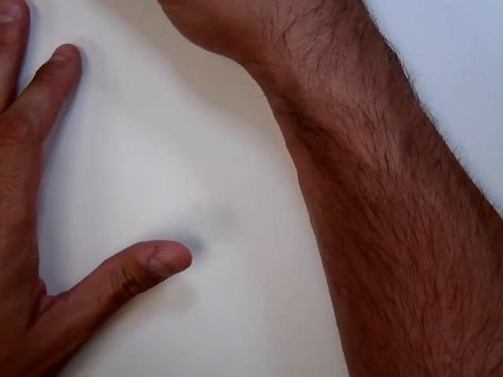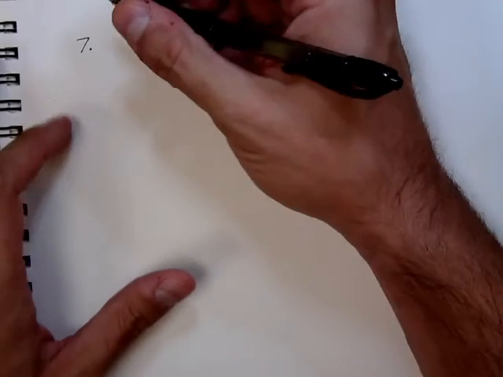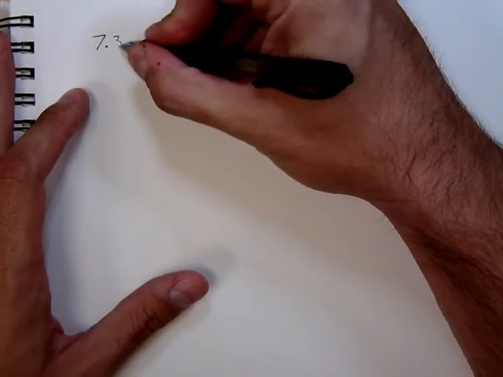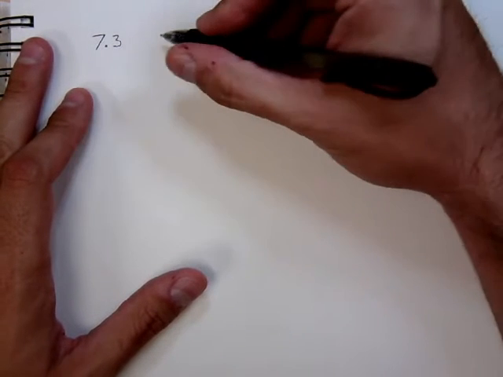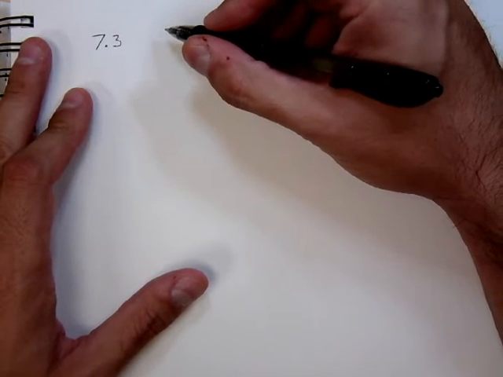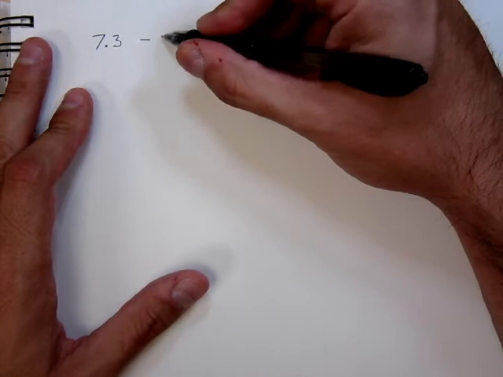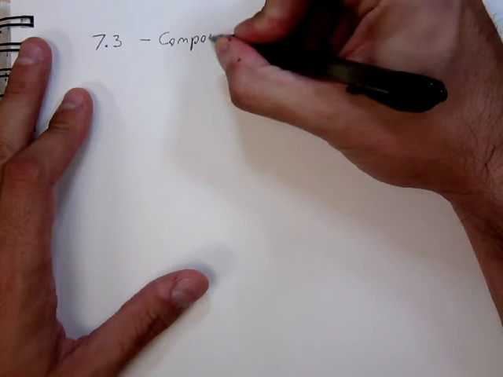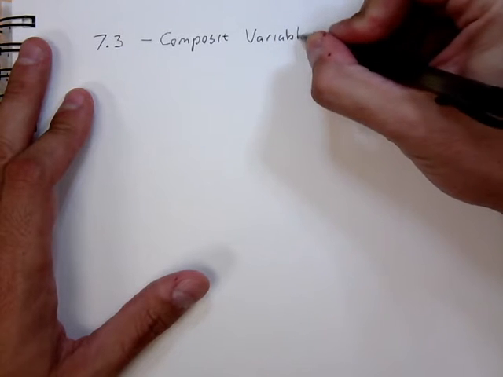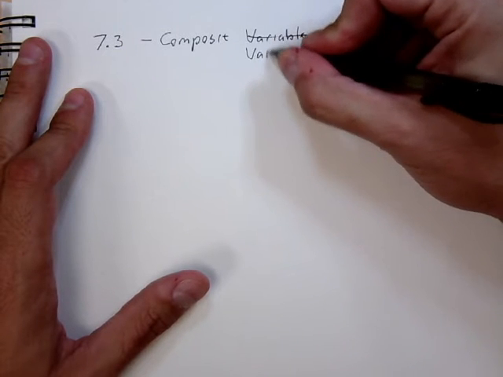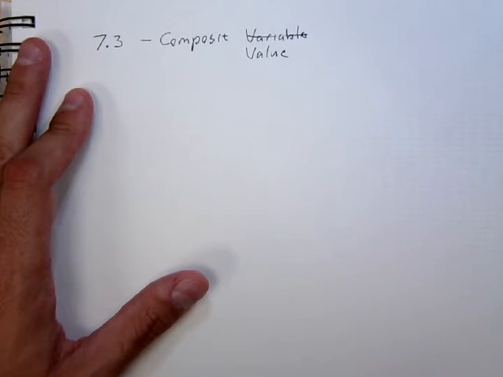I'm continuing with section 7.3, and at this point in time we're discussing a different type of composite variable or value. It's probably better to say value than variable.